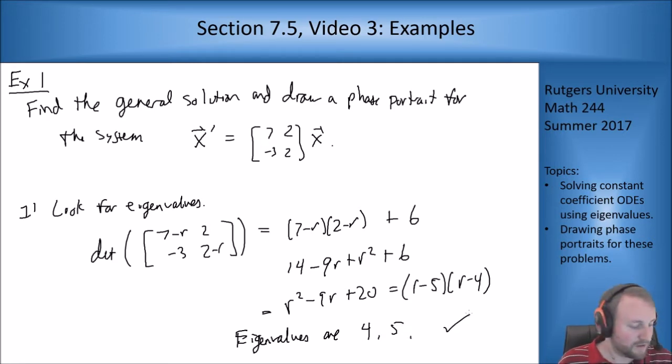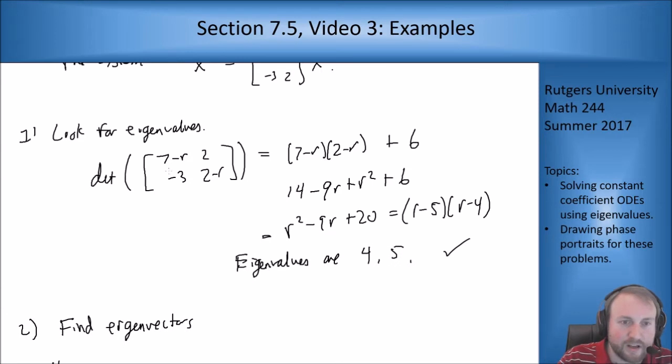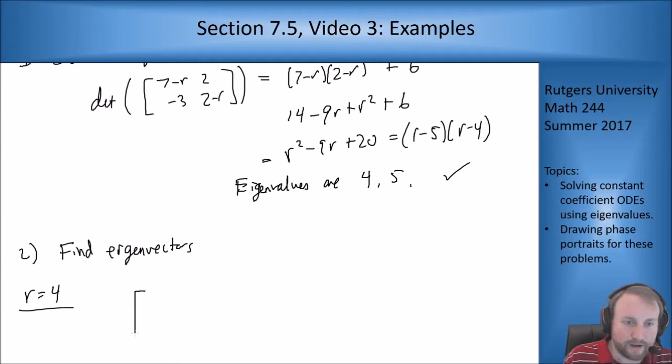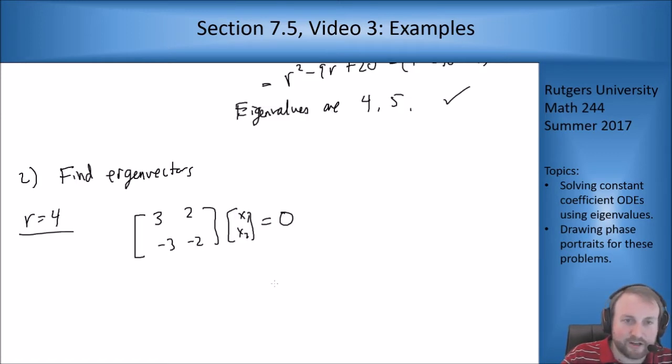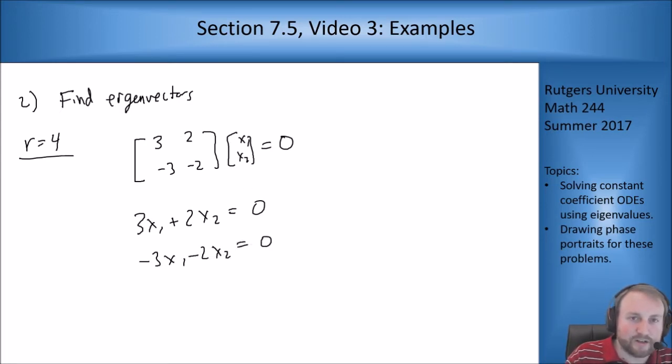Now, step 2, let's find the corresponding eigenvectors. For r equals 4, I want to make sure I have the r's in it. If I scroll back up, it was 7 minus r, 2, minus 3, 2 minus r. If I plug in r equals 4 there, I get [3, 2; -3, -2] times (x1, x2) equals 0. I can now write this as a linear system: 3x1 plus 2x2 equals 0, minus 3x1 minus 2x2 equals 0. And again, the second one is redundant. It's just negative the first one, so I can ignore it.